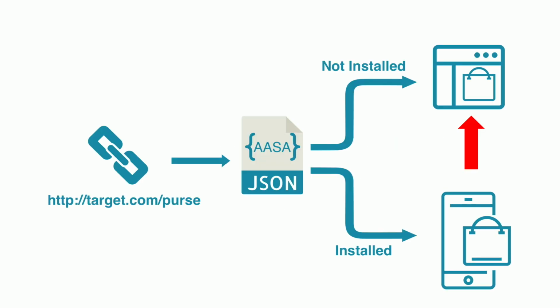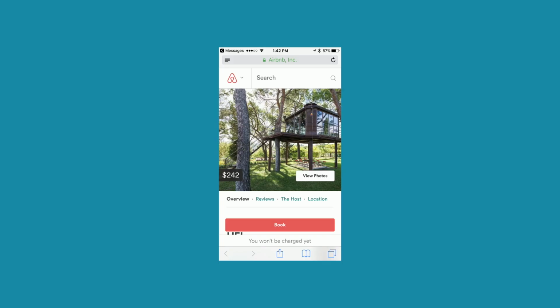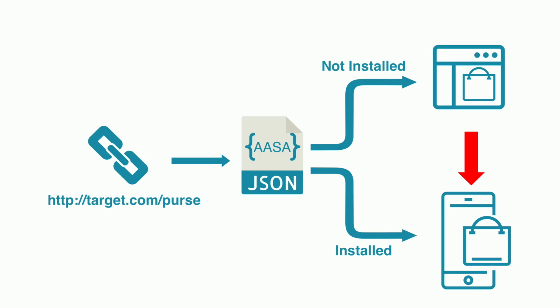Now, if the app is not installed or not handled by the ASA file, you're going to be taken to the web version. In the case of Airbnb, it's going to look something like this, just whatever the web version of their application is. And if the app is installed, you're going to be taken to that content.